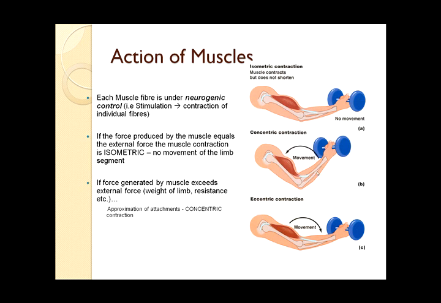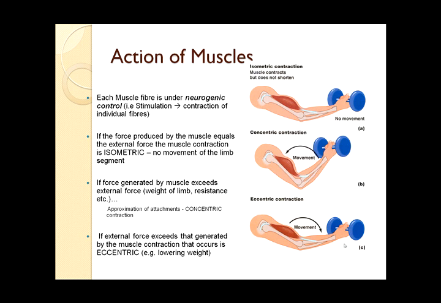If the force generated by the muscle is greater than the external force, what we'll see is approximation of the proximal and distal attachment. The distal attachment gets pulled up towards the proximal attachment, the muscle itself shortens whilst contracting, and this is known as a concentric contraction.